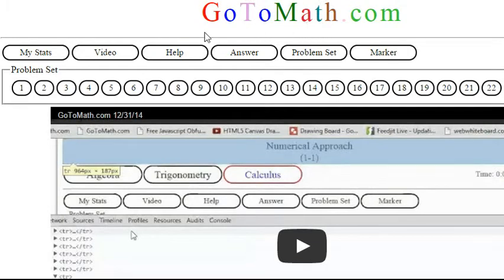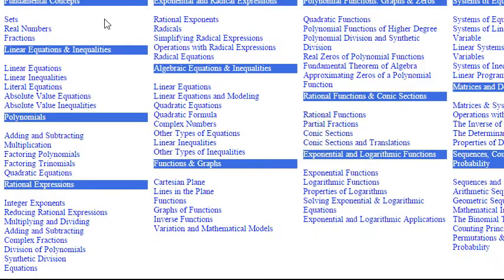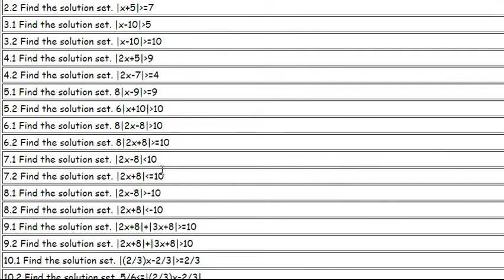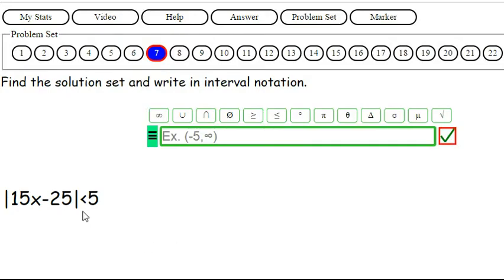Okay, we're over here at gotomath.com. Click on the algebra. Let's go down to absolute value inequalities. And I believe we're going to be looking at something here. 7.1, I believe. 7.1. Whoa, we got a less than value here. So whatever x is, it'll have to be between 0 and that number. Right? Think about it. And it's pointing to the left. Okay. So that's going to be an and, isn't it? Not an or, but an and.